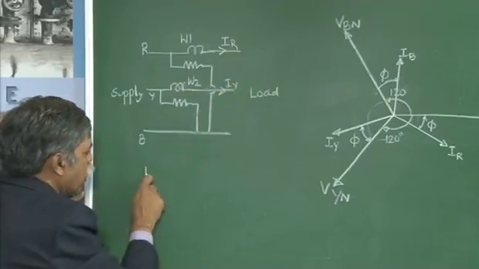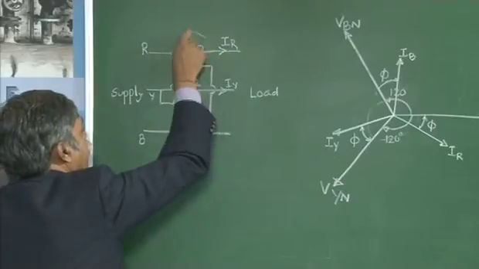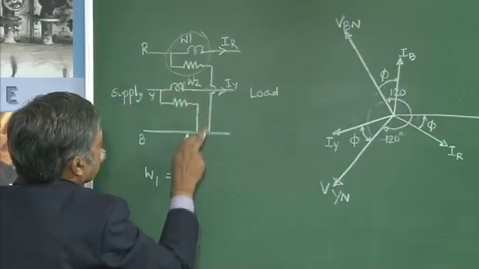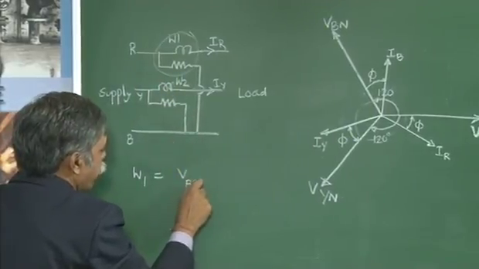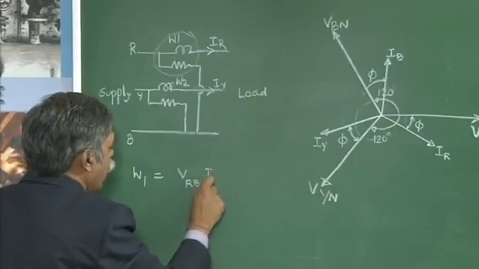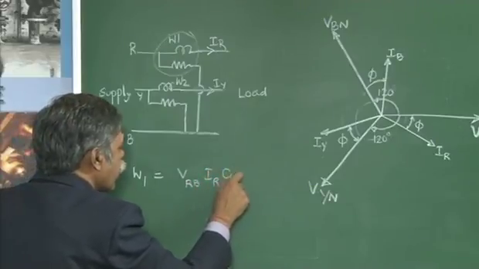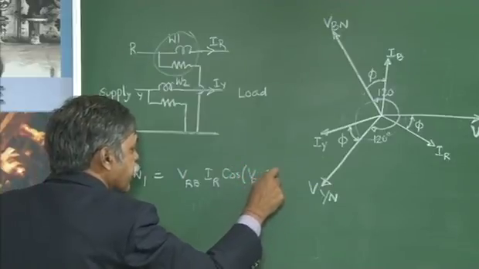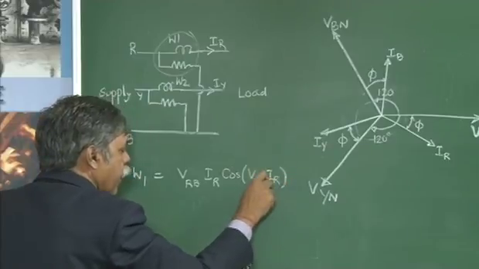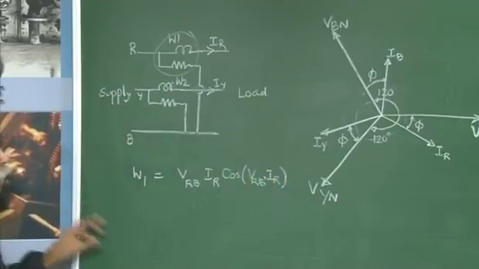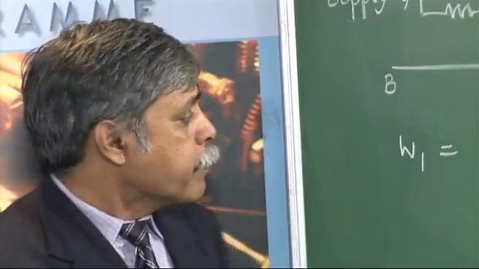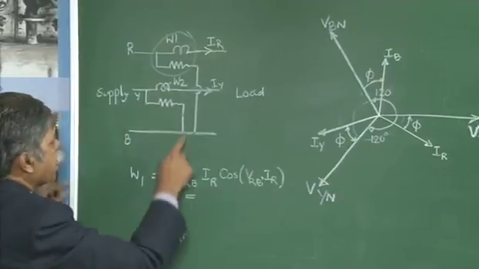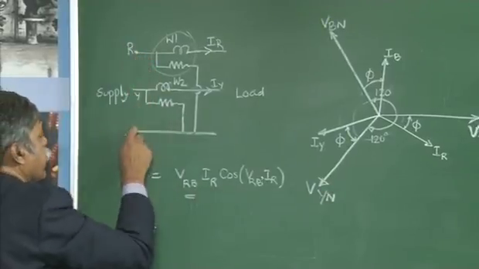Now if I see the W1 wattmeter reading, this W1 should be equal to the voltage I am applying across the potential coil, VRB, multiplied by IR, and the cosine of the angle between VRB and IR. This is the angle between the two, cosine of the angle. Now if I see here, VRB is the line voltage between lines R and B.